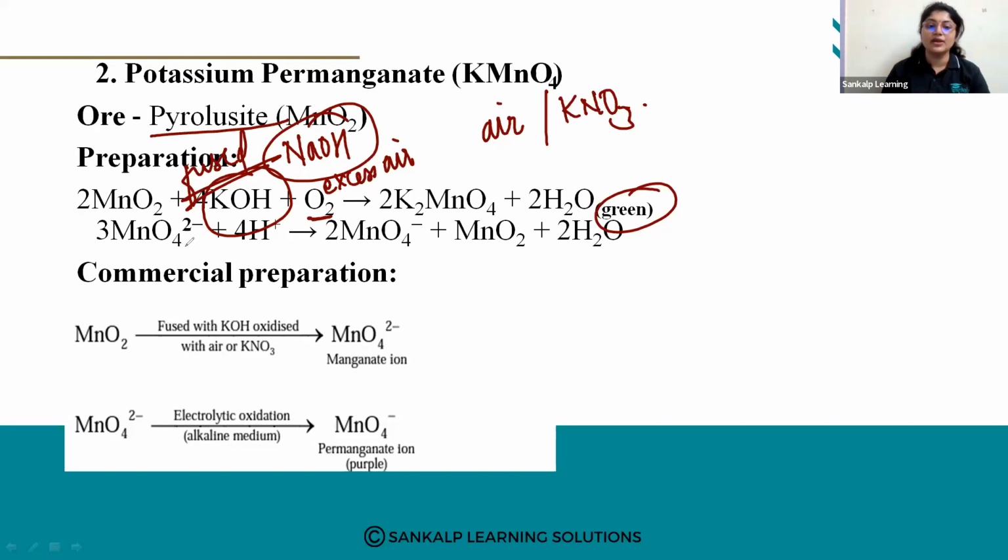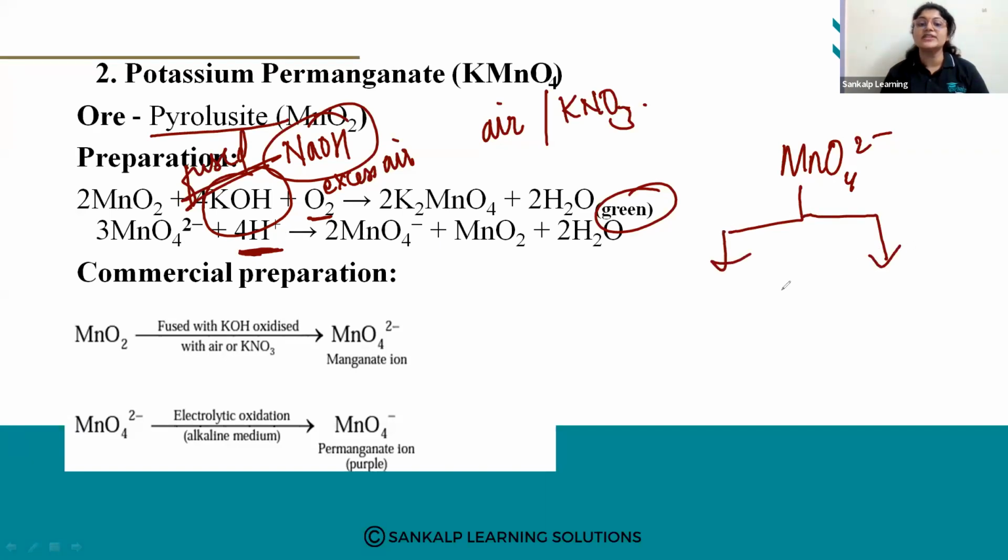So this MnO4 2-, when you treat it with excess of acid, it gives a disproportionation reaction. Disproportionation means it splits into two compounds, MnO4- and MnO2. So it gets disproportionated, and the MnO4-, when acidified, gives you potassium permanganate.